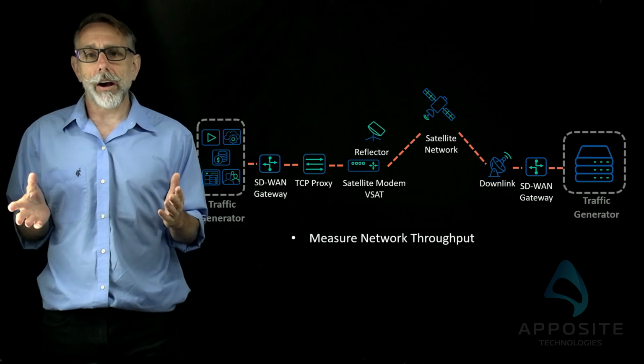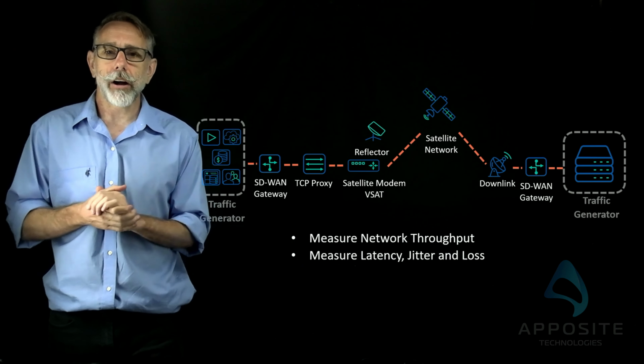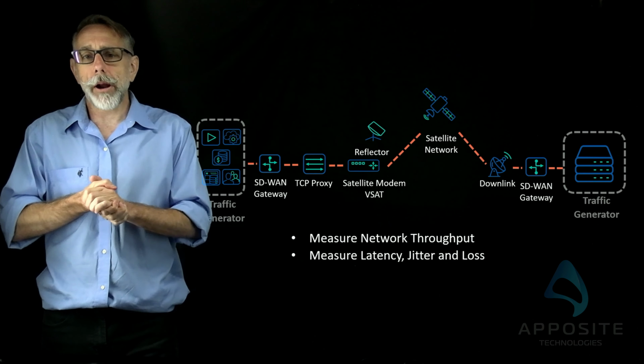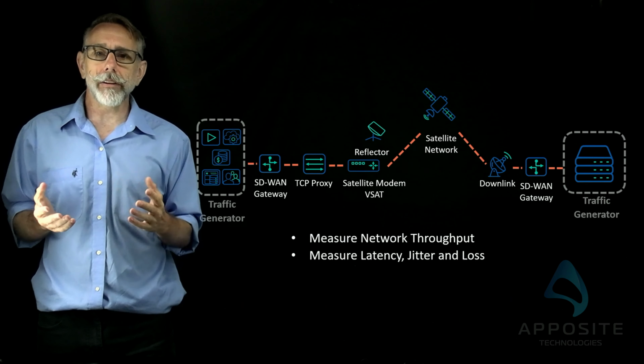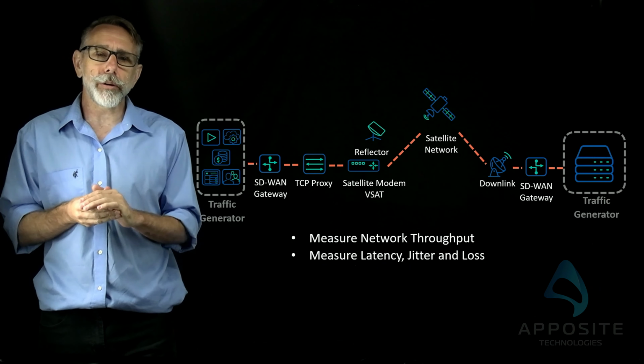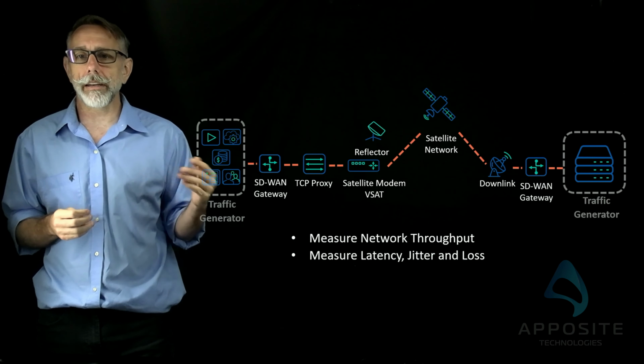Next up, let's talk latency, jitter, and loss. These impairments can be excessive on satellite networks. A traffic generator can validate whether these applications will continue to perform under these imperfect conditions.